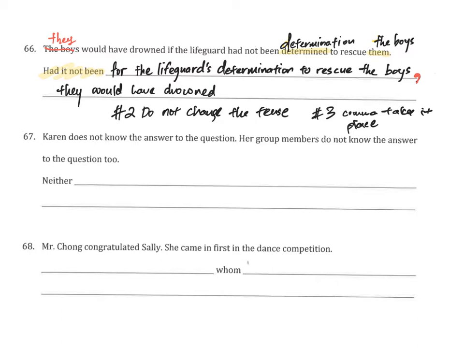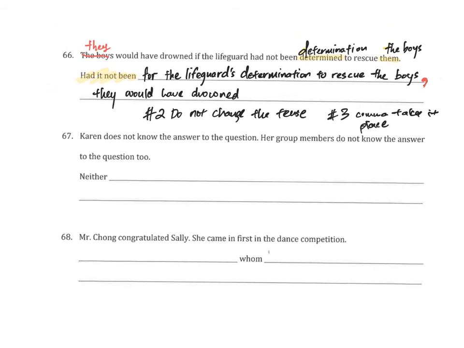All right, so now I'm taking a look at the second question. Question 67. Karen does not know the answer to the question. Her group members do not know the answer to the question too. Now, this is a neither nor question. And remember, we learned this rule about neither nor yesterday, right?